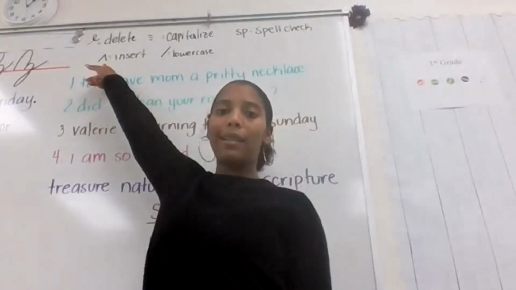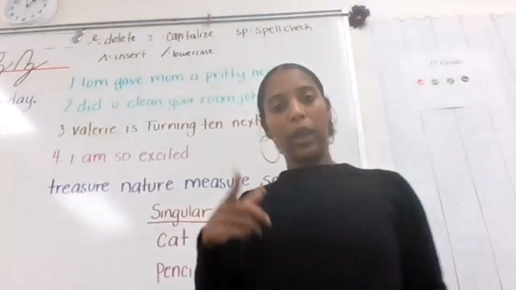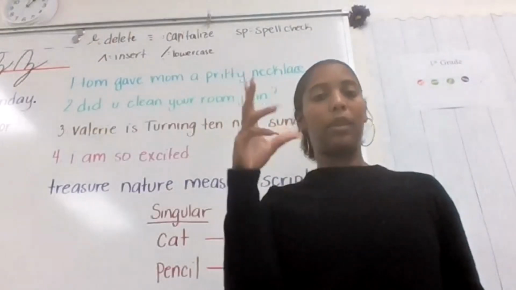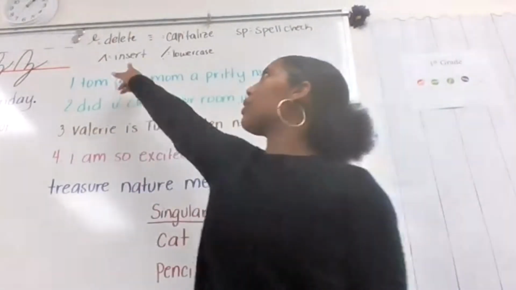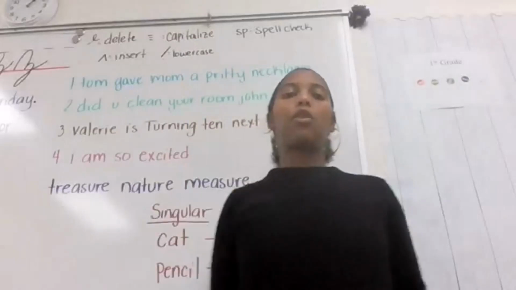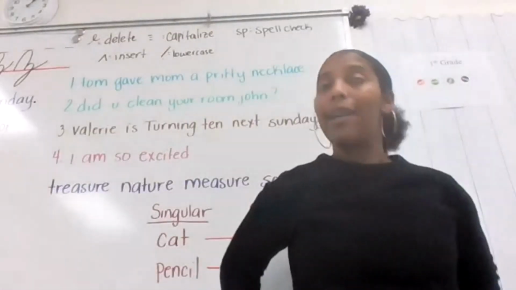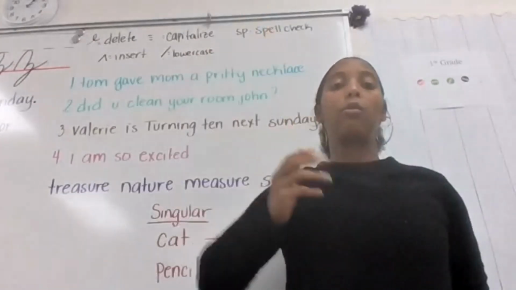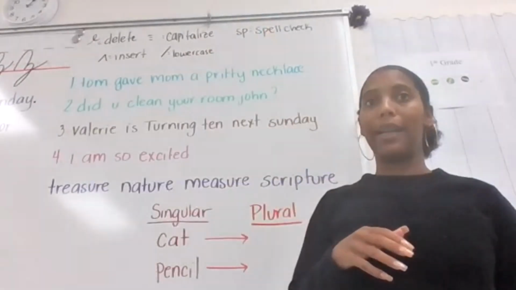We have here the insert mark, which we put whenever we need to add something, whether it's adding a word or adding some type of punctuation. We use this symbol, and then we have the line to show lowercase. If something is capitalized that should not be capitalized, we would use this symbol to show that we need to lowercase whatever word that is. Okay, so these are your symbols.